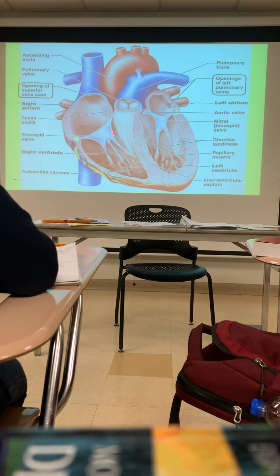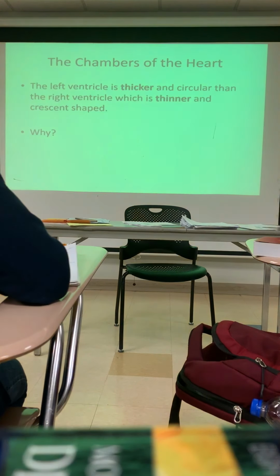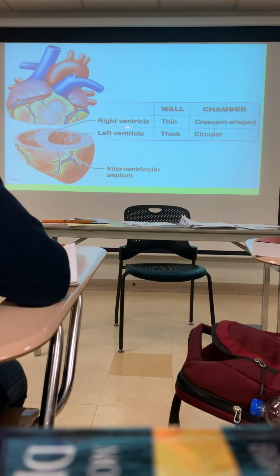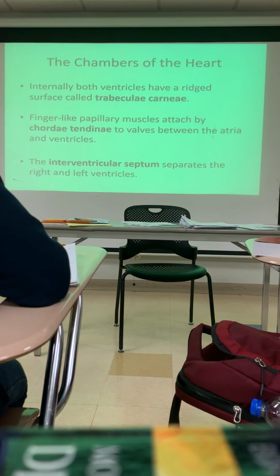Okay? You don't need a lot of pressure here because the blood flows passively to the right side. Here on the left, the blood has to be pushed so much to the aorta. So you need big pressure on the left. So the left ventricle is thicker and circular, while the right ventricle is thinner and crescent shaped. Why? I answered that, right? Okay, so we know that already.